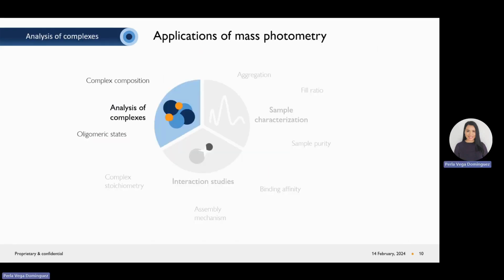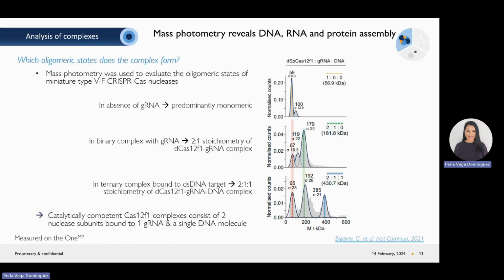Now, if the focus of our research is to understand the composition of the complexes that we may have in the sample, meaning complex stoichiometries or oligomeric states, we can also use mass photometry. In fact, mass photometry can be used to characterize complexes that are formed by a combination of DNA, RNA, or protein. In this case, the aim was to characterize a compact RNA-guided nuclease. In fact, the nuclease to be characterized was Cas12f.